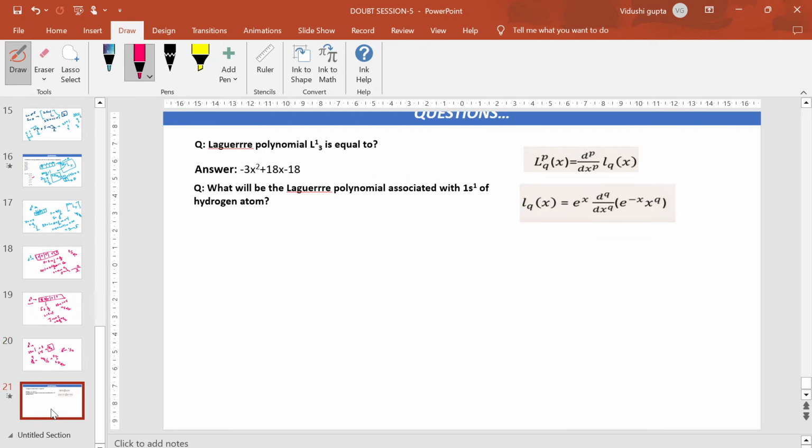Now moving to the next. What is the Laguerre polynomial? The Laguerre polynomial is given by L_q^p(x) equals d by dx to the power p of L_q(x). And what is this L_q(x)? It is e to the x, d by dx to the power q of e to the minus x times x to the q.